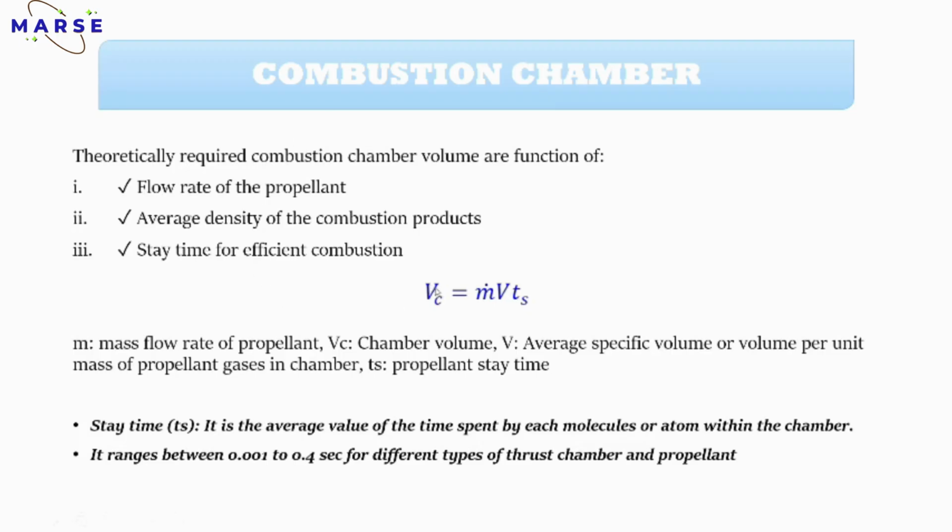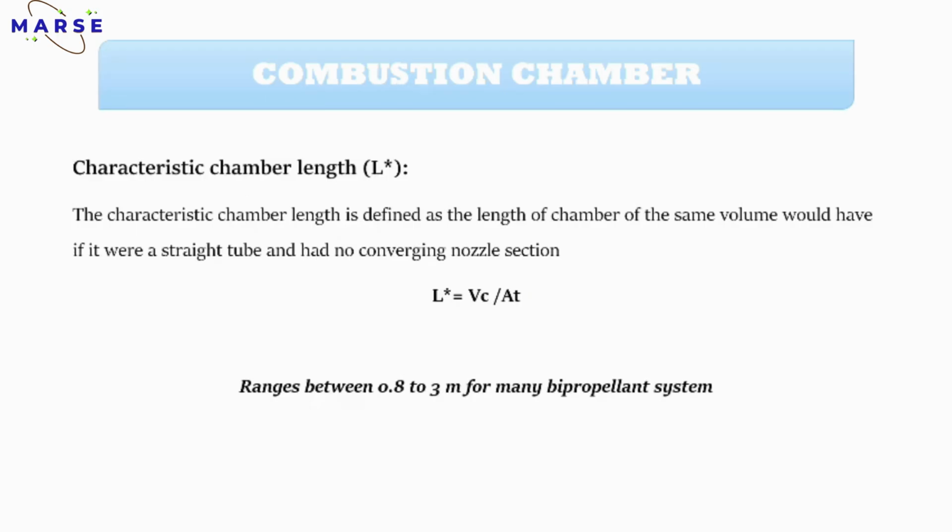Got it? So these three factors, the average specific value, the mass flow rate and the stay time, these three parameters are directly proportional to Vc. Vc means chamber volume. Understood? Okay, then characteristic length.